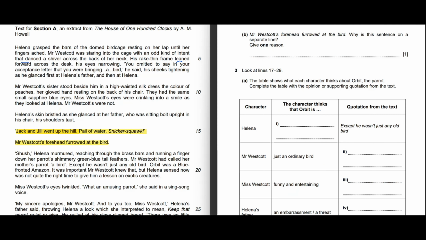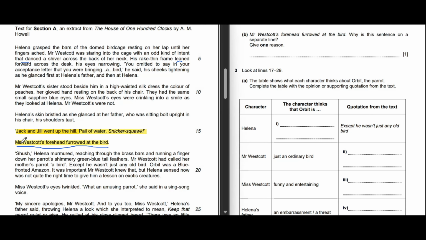Alright, 2B says Mr. Westcott's forehead furrowed at the bird. Why is this sentence on a separate line? Give one reason. So this is line 16. Mr. Westcott's forehead furrowed at the bird. One reason. 10 seconds from now.